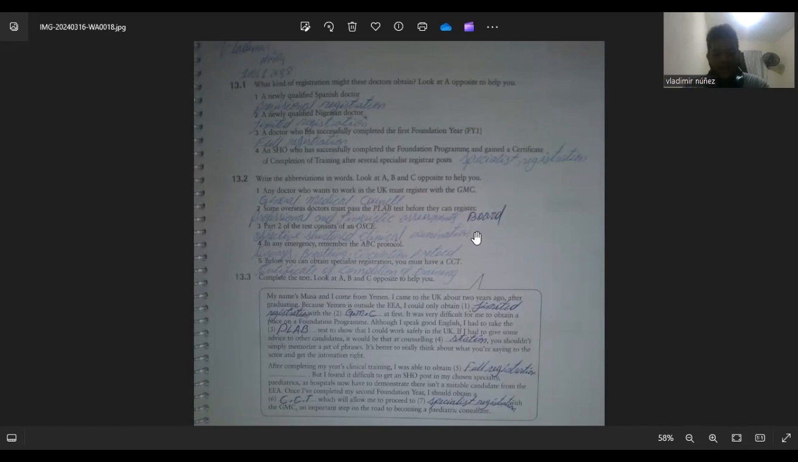Part 2 of the test consists of an OSCE, Objective Structured Clinical Examination. In any emergency, remember the ABC protocol: airways, breathing, and circulation. Before you can obtain specialist registration, you must have a CCT, certificate of completion of training.